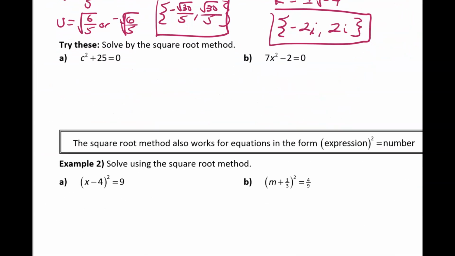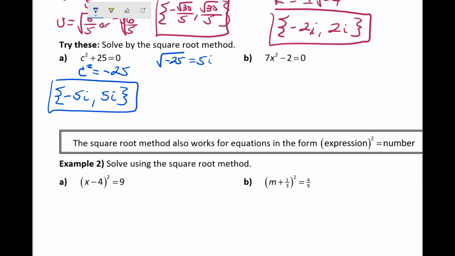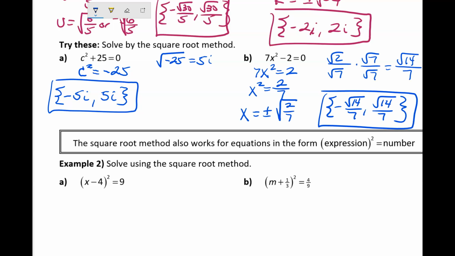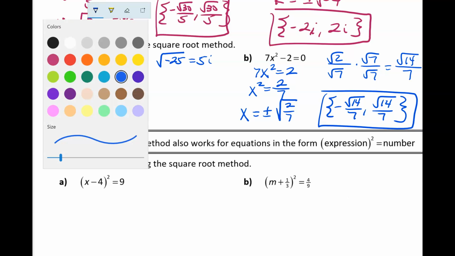All right, your turn to try. Try A. Pause the video to try that one on your own. All right, this one had a solution set of negative 5i and positive 5i. Now try B. This one gives us solutions of negative square root of 14 over 7 and positive square root of 14 over 7. Now the nice thing about the square root method is it works for equations that are in the form of some expression squared equals a number as well. So let's take a look at one of those.